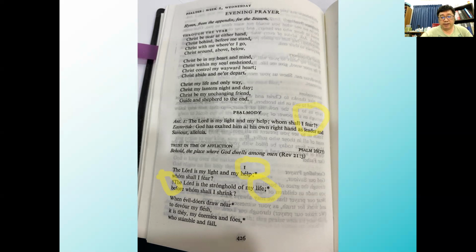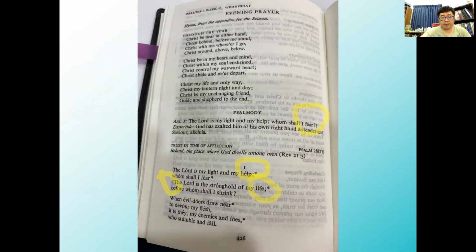When you are reciting this, it means that instead of repeating the antiphon again, which is already mentioned in the first two lines of the first verse of the psalm, we go straight to the Lord is a stronghold of my life, before whom shall I shrink?